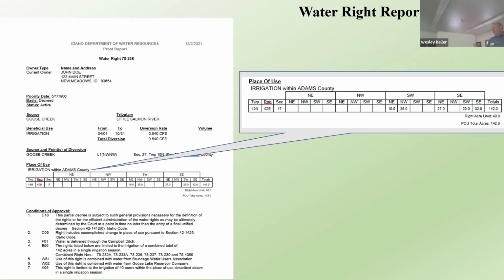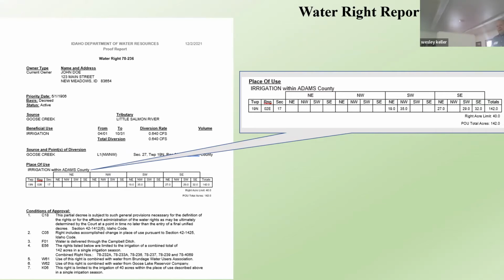Next is the place of use. Now, place of use, again, breaks everything down by the quarter, and describes, in terms of irrigation, how many acres are allowed to be irrigated within each quarter. Now, the place of use does describe exactly where that water right is allowed to be utilized, or in terms of irrigation, where it can be irrigated.